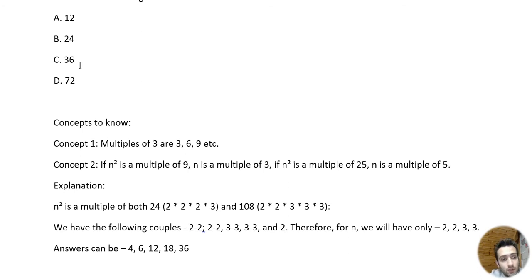So in order to find the multiples of n, we need to find the pairs inside the factors of n squared in order to ease the process. Use the prime factorization of 24 and the prime factorization of 108 and find couples. You have in total 5 2's and 4 3's, so you will have 4 2's and 4 3's. It means 2 couples of 2 and 2 couples of 3. It's important to remember this rule. It will be very important for you in such questions.